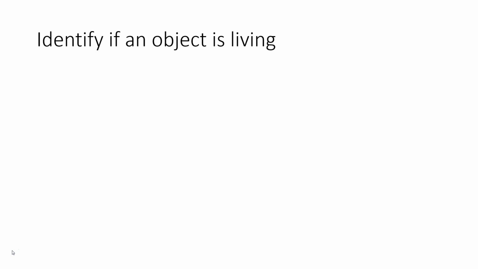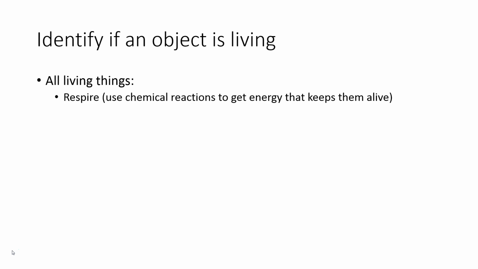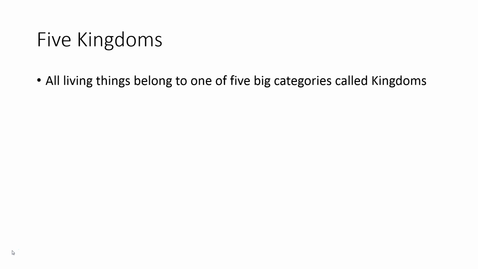The first thing we have to do to classify a living thing is decide whether it is living. All living things can respire, they can grow, they can reproduce, they respond to stimuli, and they excrete waste. All living things can be divided into one of 5 very big categories, which are called kingdoms. The 5 kingdoms include the animal kingdom, the plant kingdom, the fungi kingdom, the protist kingdom, and the Monerian kingdom.